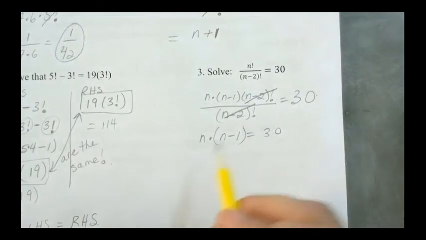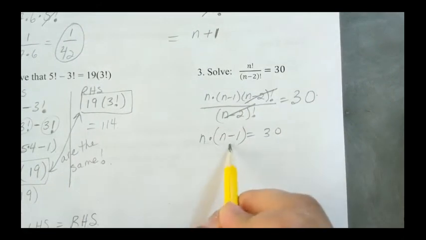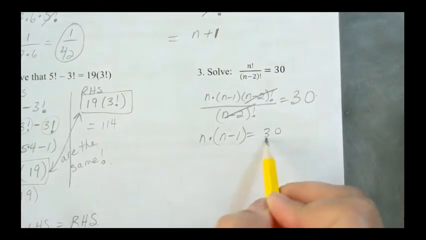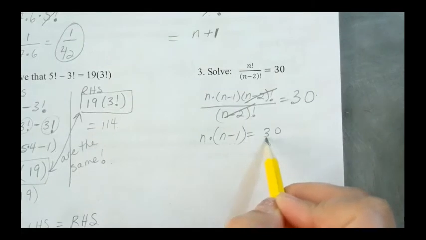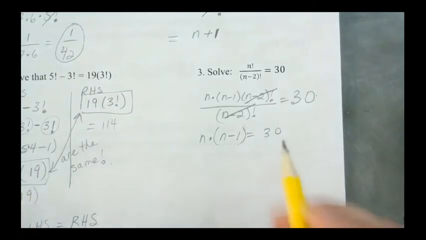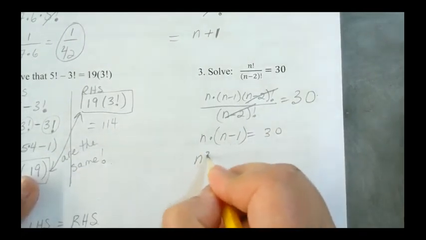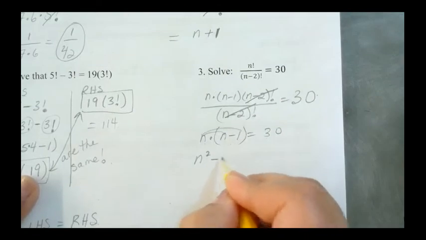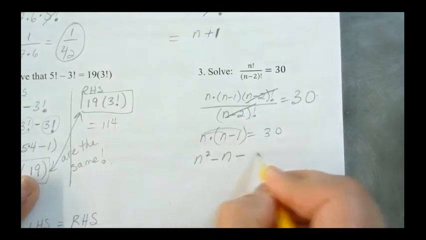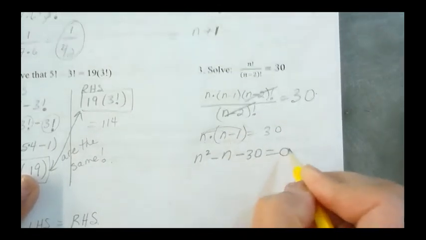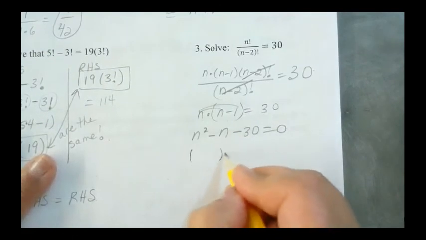So basically I'm looking for 2 consecutive numbers that multiply and give me 30. So if I could figure out that it's 6 and 5, I can say that those are my options here, right? So it's going to have something to do with that. But let's actually go through and solve it. n squared minus n minus 30 equals 0. Now let's factor this.